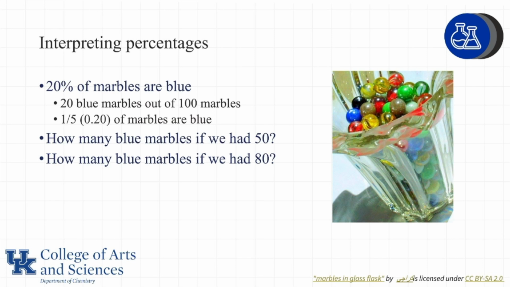We also need to look at how we interpret percentages. For example, if we say 20% of the marbles are blue, that means 20 marbles out of 100 are blue, or 1/5. And sometimes we'll see fractions written in decimal form. 0.20 means the same thing as 1/5. Let's look at an example of how many blue marbles if we had 50 marbles total.